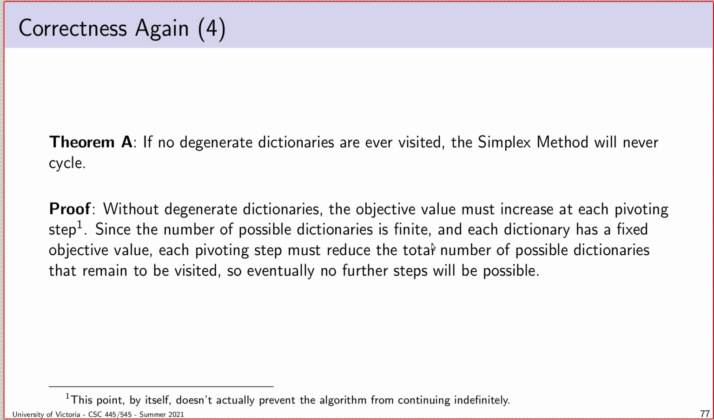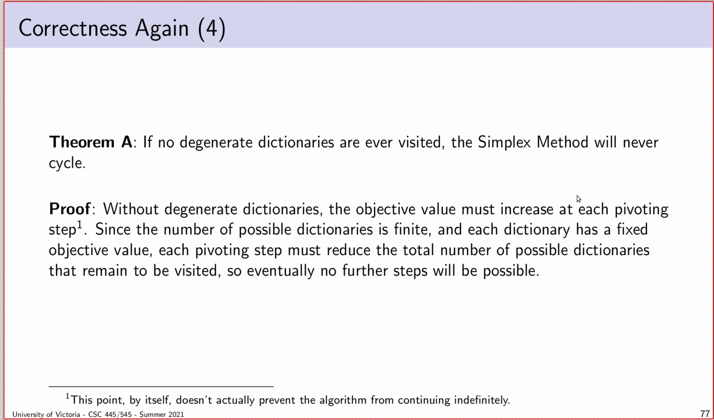Okay, so we know that the method that we've been using can give us degenerate dictionaries. Suppose we could find a way to guarantee that there were no degenerate dictionaries when the simplex method was running. If that's the case, it will never cycle. So there's one way to prevent cycling. And the proof of that is pretty simple. If there are no degenerate dictionaries, then at every pivoting step, the objective value must increase. The only time the objective value stays the same is if I have a degenerate pivot. And there are no degenerate dictionaries under the assumption of the theorem.